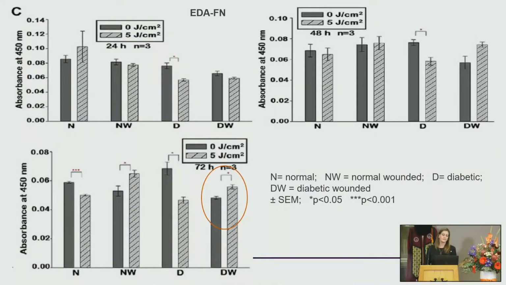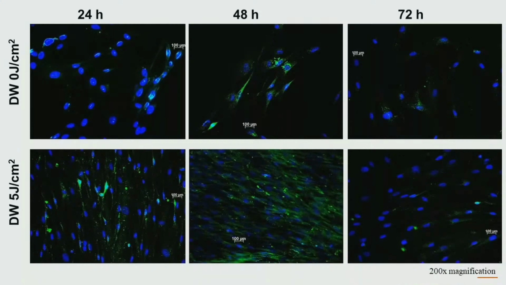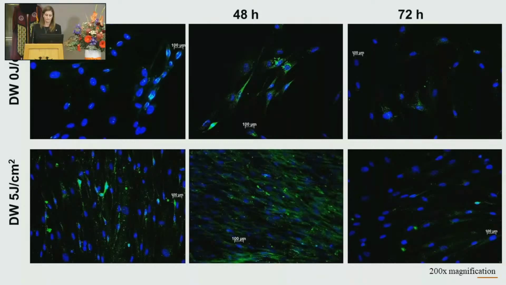We also measured EDA fibronectin, which is a marker of our protomyofibroblasts, and levels were significantly increased at 72 hours. This is the fluorescent image of the EDA fibronectin, which is stained in green. And here we can see the irradiated cells are in the panel at the bottom, and there's more green fluorescence at 24 and 48 hours, and less fluorescence at 72 hours, as compared to the control cells, which are in the panel at the top.